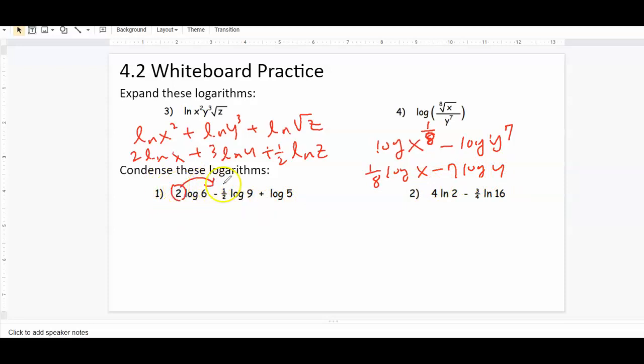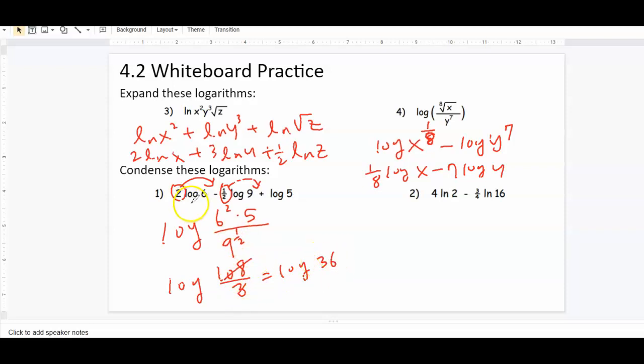Whenever you see the coefficient, that goes as an exponent, so it'll be log of, I'm going to do it all at once, 6 squared, 9 to the half power. Why did I put it at the bottom? Because it's the negative. And then 5 goes on the top. And you're just going to multiply all together. 6 squared is 36 times 5. Oops. 36 times 5, 108. And square root of 9 is what? 3. Which is log of, I can still reduce it, 36. I think that's it. Alright, what about here?